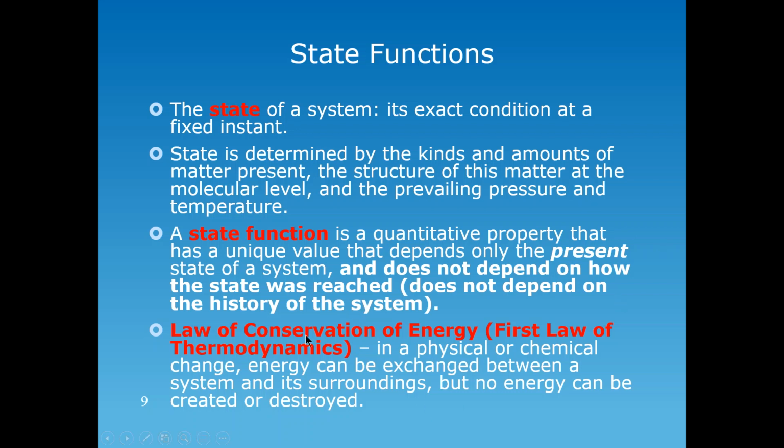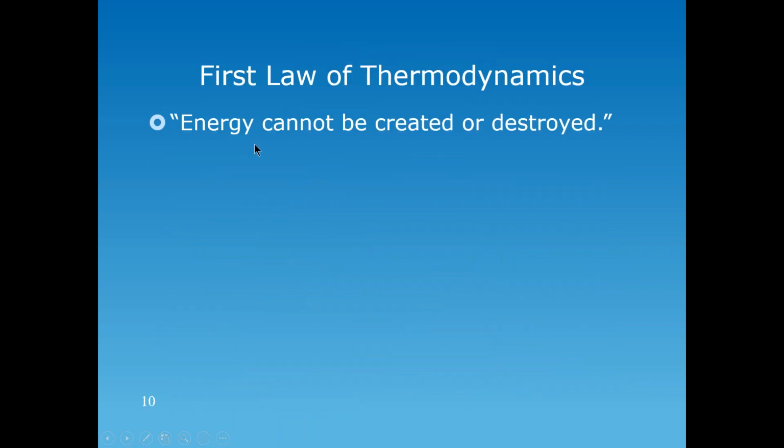Now, the last line here, I'm sorry, is the law of conservation of energy, which is also known as the first law of thermodynamics. And basically what this law says is that in any physical or chemical processes, energy can be exchanged between the system and its surroundings, but no energy can be created or destroyed, all right? And one simple statement that basically summarizes that law is that energy cannot be created or destroyed in such processes.